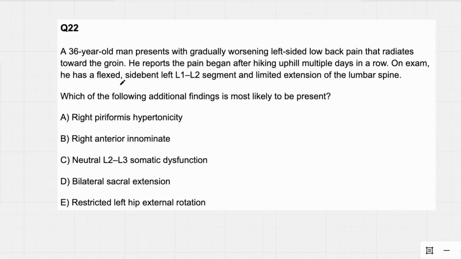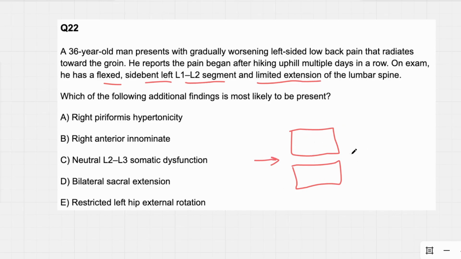On exam, he has a flexed, side bent left L1 L2 segment and limited extension of the lumbar spine. Limited extension of the lumbar spine. So that's interesting. Try to picture that. I always try to picture this OMM as it's happening to give me a better idea of what I'm dealing with. You can also do puppet hands, just try and picture the L1, L2 segment being flexed, side bent left, rotated left. But for us, this is the segment, right? This is your L1, and then we'll do L2 here. So it's flexed. L1, L2 segment refers to basically this space here. It's this joint, but in reality, we're talking about L1 specifically.